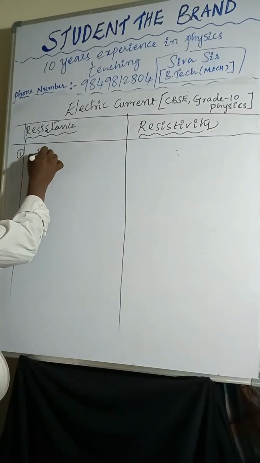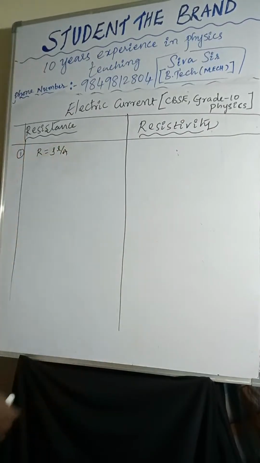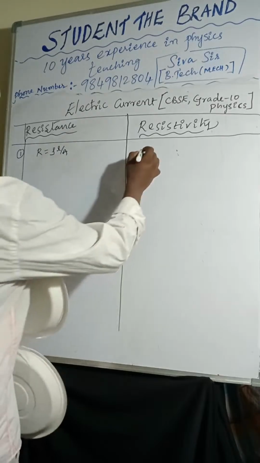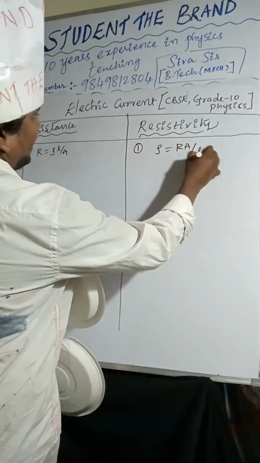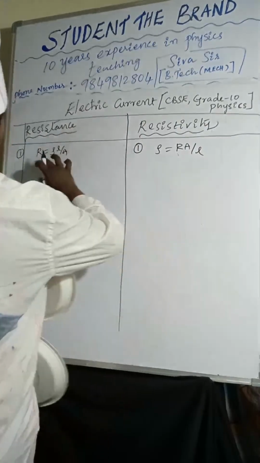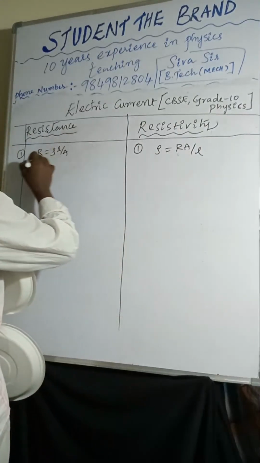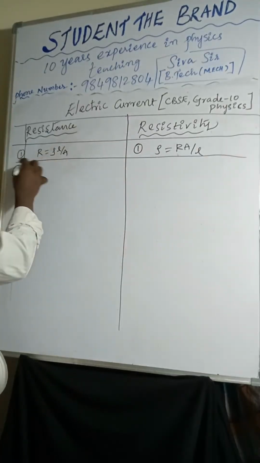R equals rho into L by A, so rho equals RA by L. The first difference is rho equals RA by L, while R equals rho into L by A. That is the first one. Coming to the second one.